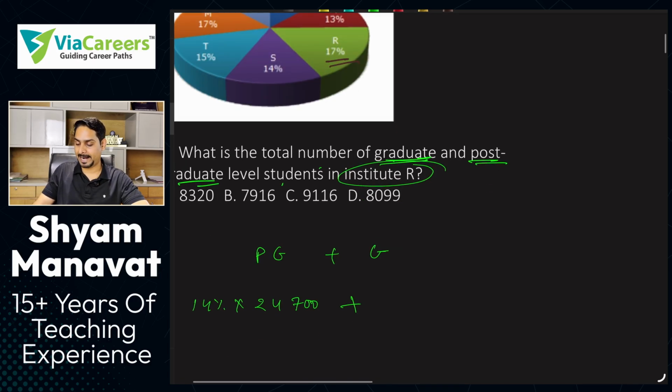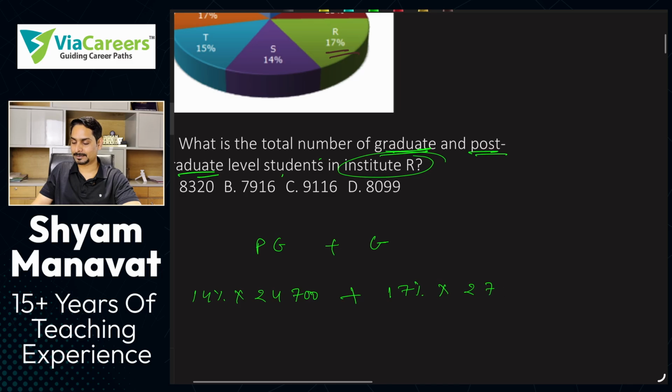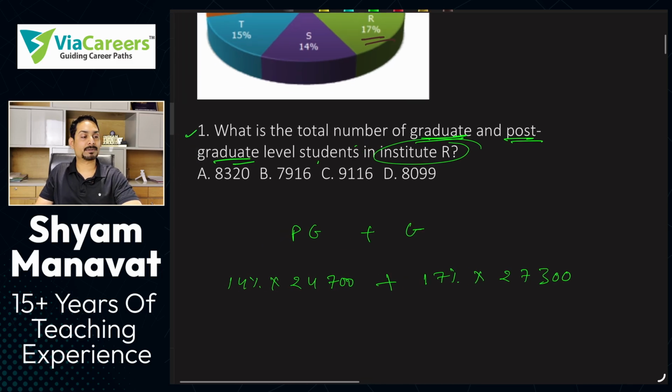27,300. So I will add this also here. This is 17% of 27300. Okay. So this is what we need to find out. We need to match the options. Which one of these options is having a value equal to this.